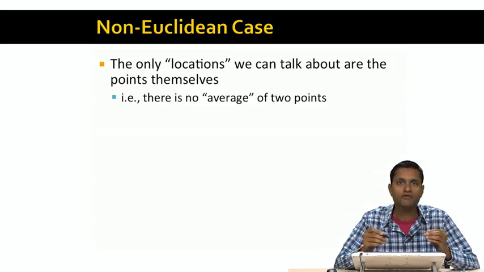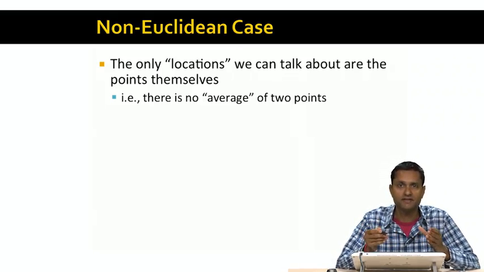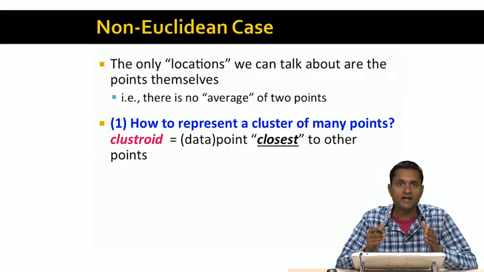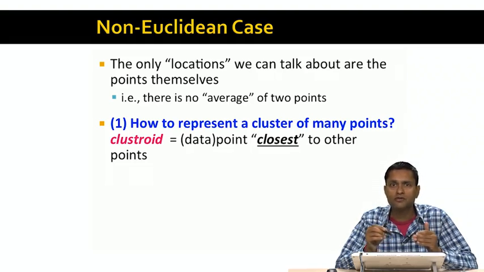So the only points or locations we can talk about in a non-Euclidean space are the points themselves. There is no concept of average. And therefore, we cannot continue using the centroid to represent a cluster. So instead, we have to use a different concept called a clusteroid. And a clusteroid is a data point that's closest to the other points in the cluster.